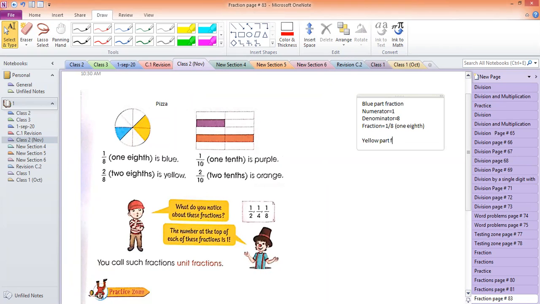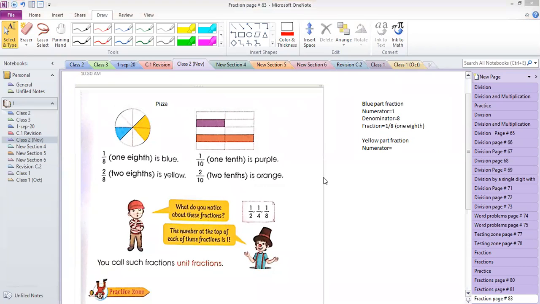Okay. Coming to the blue one, if you need to write the fraction for the yellow part, what you will do here is write its numerator first again. Yes, guys, can you tell me what is the numerator of the yellow one? I'm going to open the chat. Yes, for the yellow part fraction, can you tell me the numerator here?